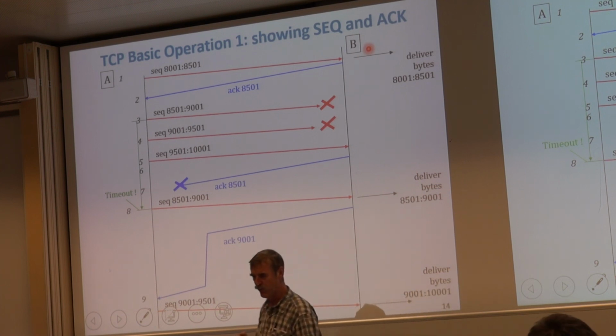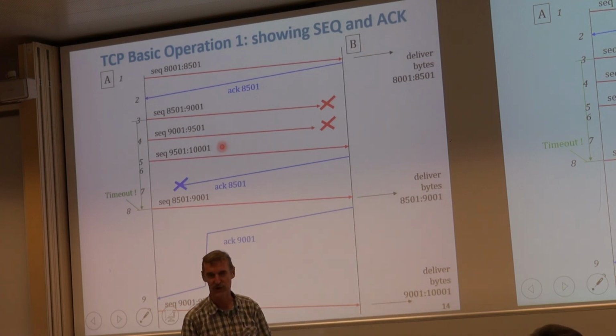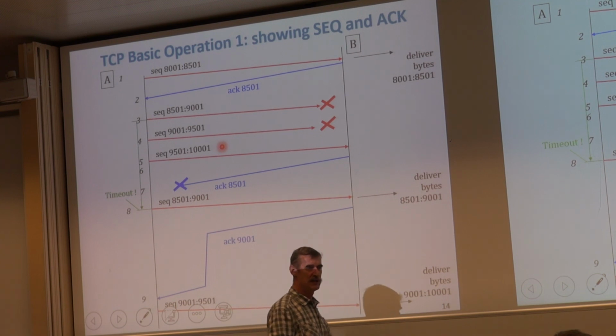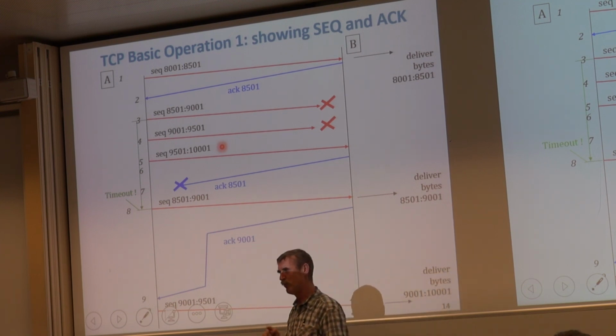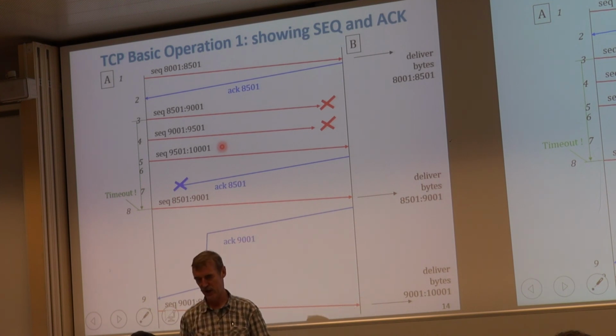So here, because everything that has been received in sequence is up to 8500, TCP will acknowledge 8501. In fact, it has received more. It has received a block here, 9500 to 10,000, but it's not acknowledged, at least not in the acknowledgement field. We will see that it will be acknowledged somewhere else, but not in the acknowledgement field.